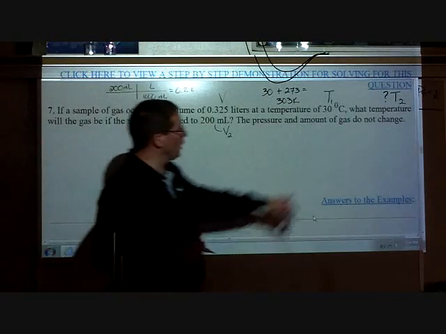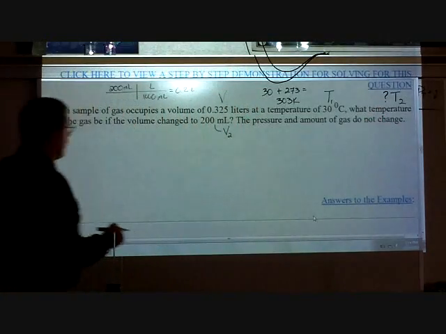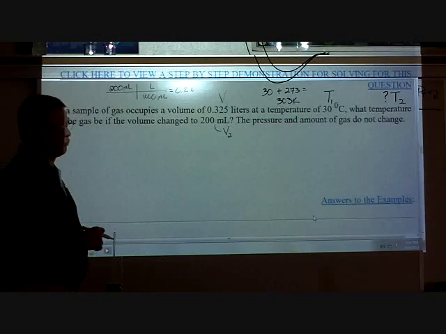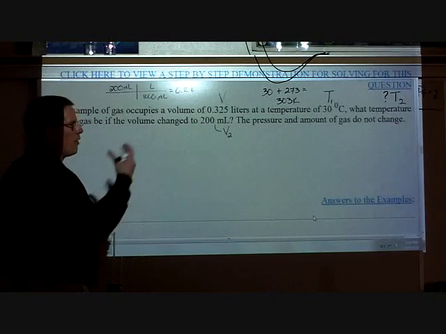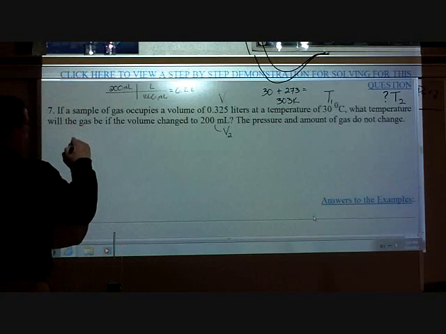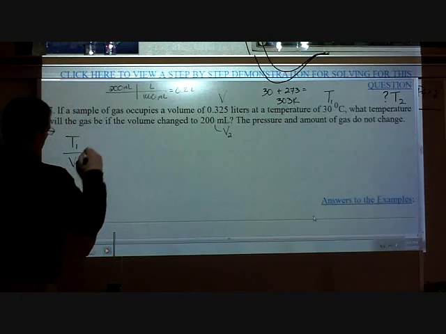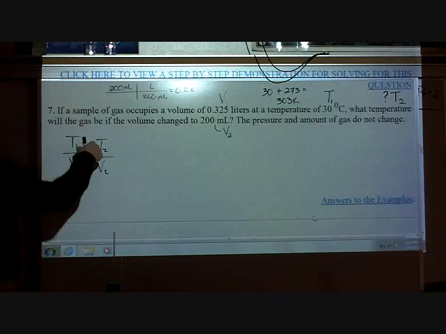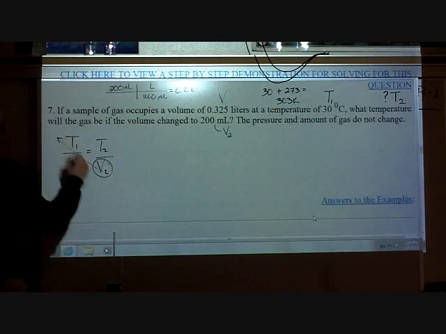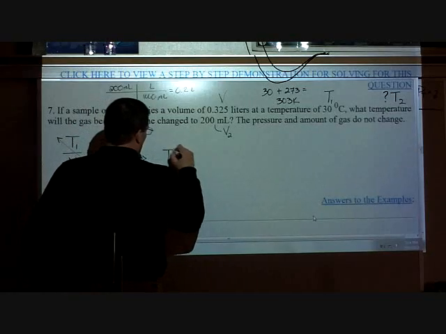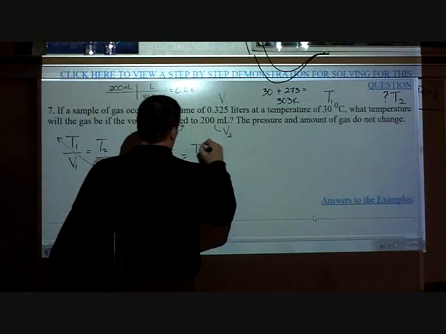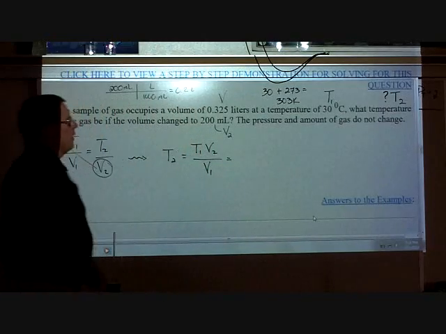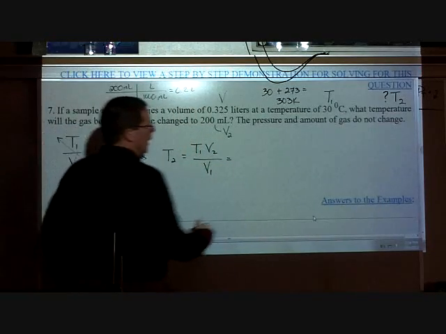All right, so we're looking for T2. So what equation do we want to use? T1 over V1 or V1 over T1? Good, so we'll start with T1 over V1 is equal to T2 over V2. And since we're looking for T2, we're going to multiply V2 on both sides. So now we've got T2 is equal to T1 times V2 over V1. And we've already got everything ready to go, so make it happen.